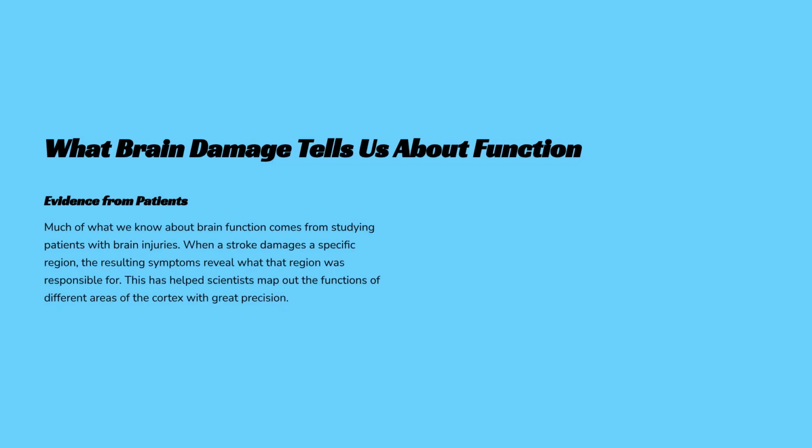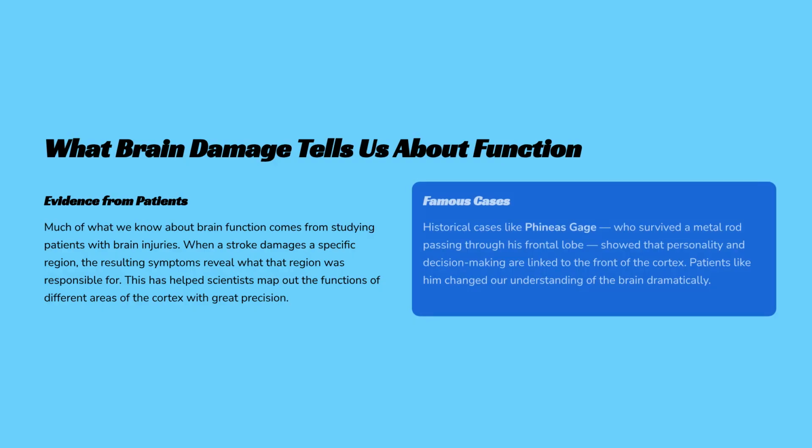The study of brain injury patients has greatly advanced our knowledge. Symptoms resulting from strokes or injuries reveal the function of the damaged region, helping scientists map the cortex. Famous cases, like Phineas Gage, demonstrated the link between the frontal lobe and personality.